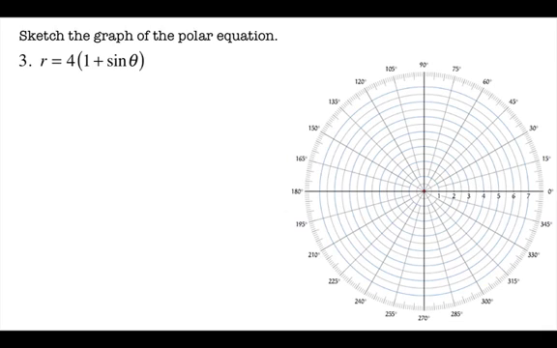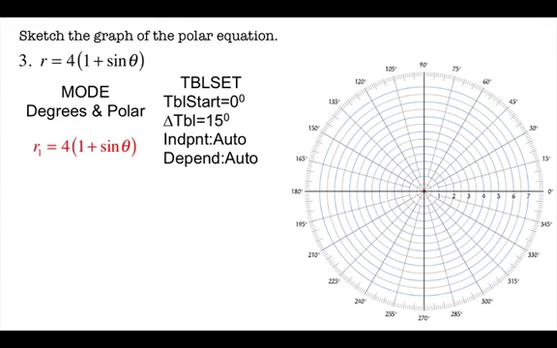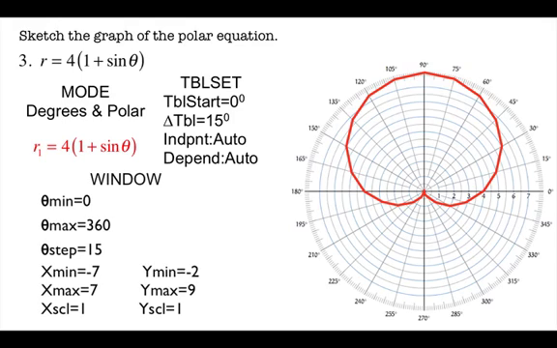Same directions, different graph. Mode, degrees and polar. Go to the table set feature. Type in r sub 1 as 4 times whatever you see there, and then go to the table set feature. Keep it just the way it is, and it's going to generate another set of values in the table. You're going to graph all those values, and once you do that, you're going to end up with something that looks like this. If you want to use the graphing utility to verify your answer, go to the window key and type in these numbers that you see there, and it should give you something similar to what you see here.